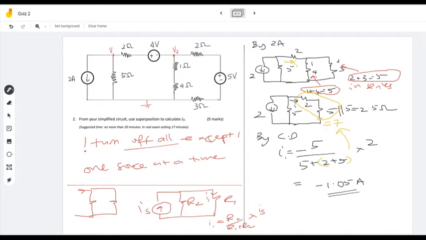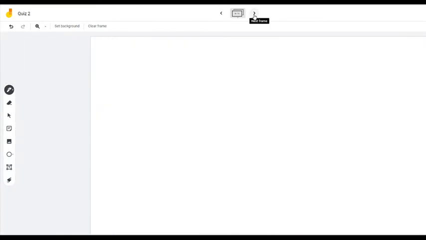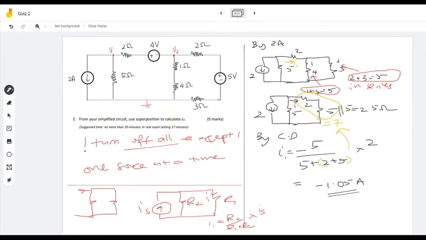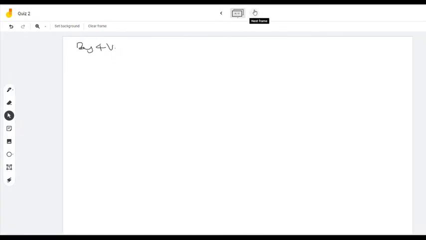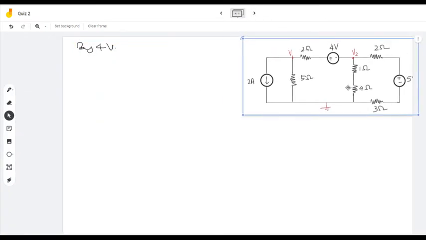Alright, now let us look at the next one. Now how about by 4 volt? Now by 4 volt, what happens? So turn off voltage becomes short circuit over here. Turn off current becomes open circuit, so your circuit just has to go here. So I'm just taking back this circuit here, putting it here for everyone to see as reference.